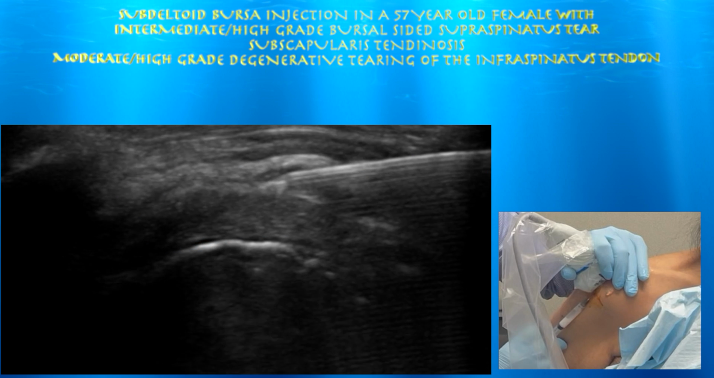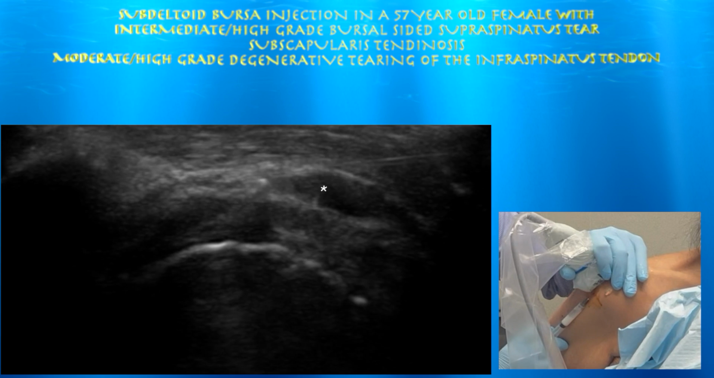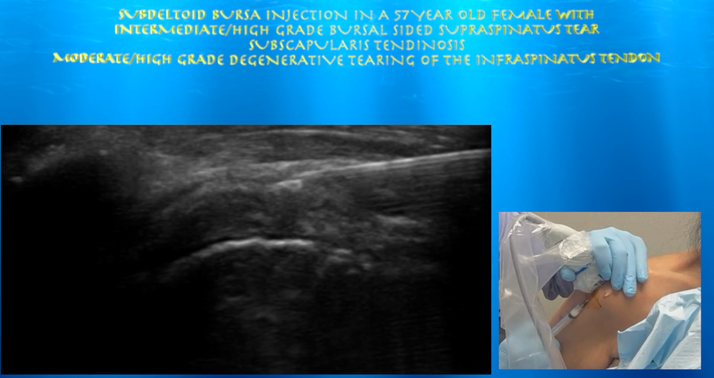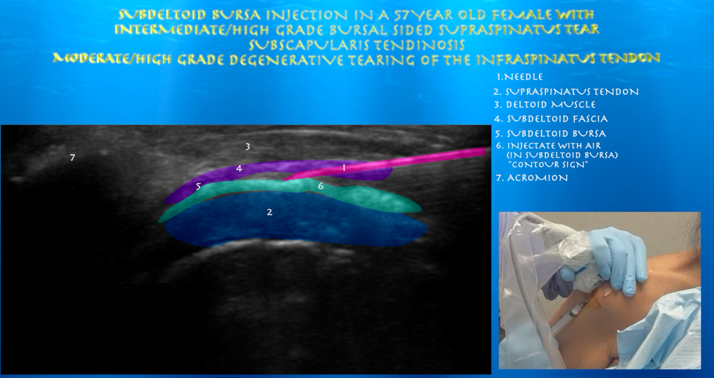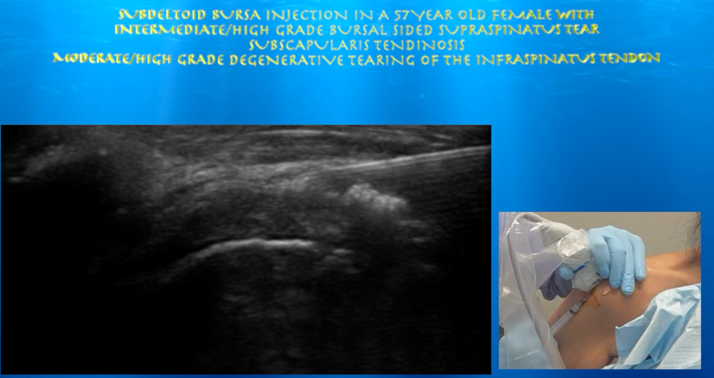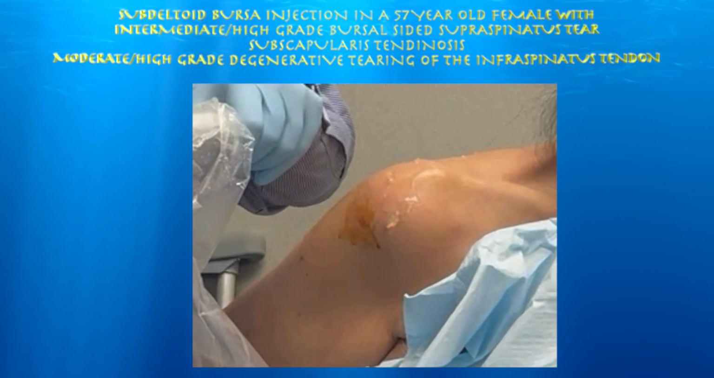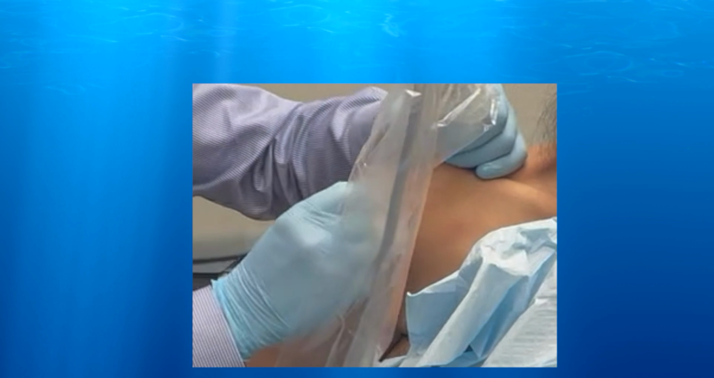You can start seeing the needle tip a little bit better as you inject, as that dark anechoic fluid surrounds the needle. And here you can see basically this kind of contour sign, I would call it, where the air from the injectate actually contours the surface of the tendon, which you see nicely here. And another thing, I usually have patients supine during these procedures, but this patient preferred to be sitting.